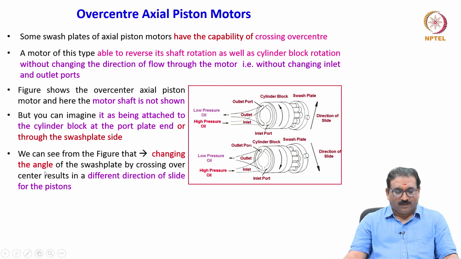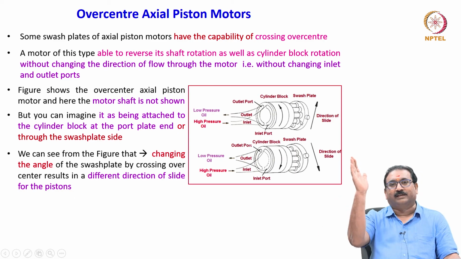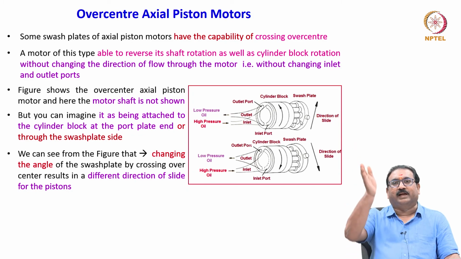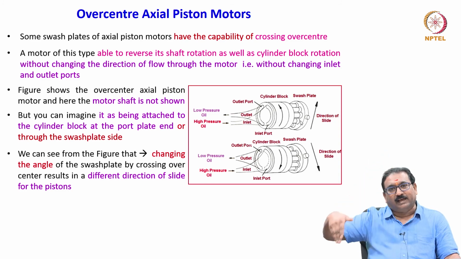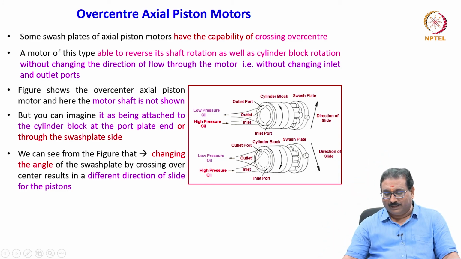Here you will see changing the angle of the swash plate by crossing over center results in a different direction of slide for the piston. You will see in this design, like this, the direction of slide is like this. When they move, the cylinder block will rotate. But in the other case, you will see the sliding direction is this way. You see the sketch here, but whatever the inlet and outlet are, I am not changing. Inlet pressure is here only, outlet pressure is here only.